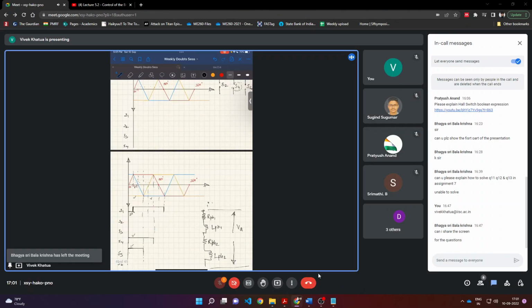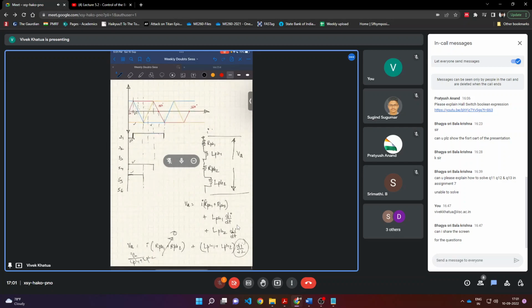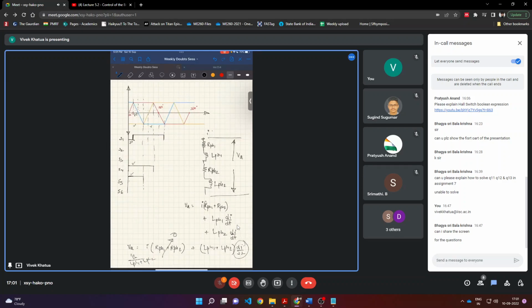Is it fairly clear? Can I share the screen? Okay. Is it clear? If it is not clear, let me know. Tell me what is not clear. Okay, I'll assume that it is clear.